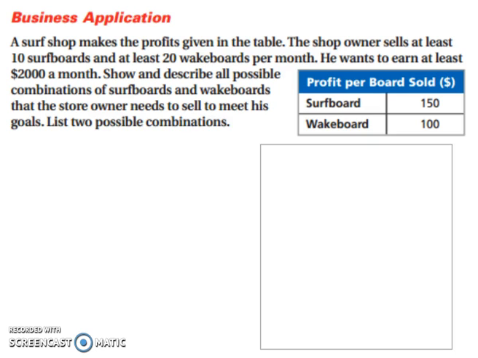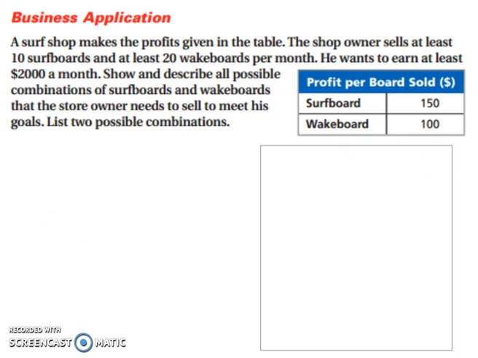A surf shop makes the profits given in the table. The shop owner sells at least 10 surfboards and at least 20 wakeboards per month. He wants to earn at least $2,000 a month. Show and describe all possible combinations of surfboards and wakeboards that the store owner needs to sell to meet his goals. List 2 possible combinations.